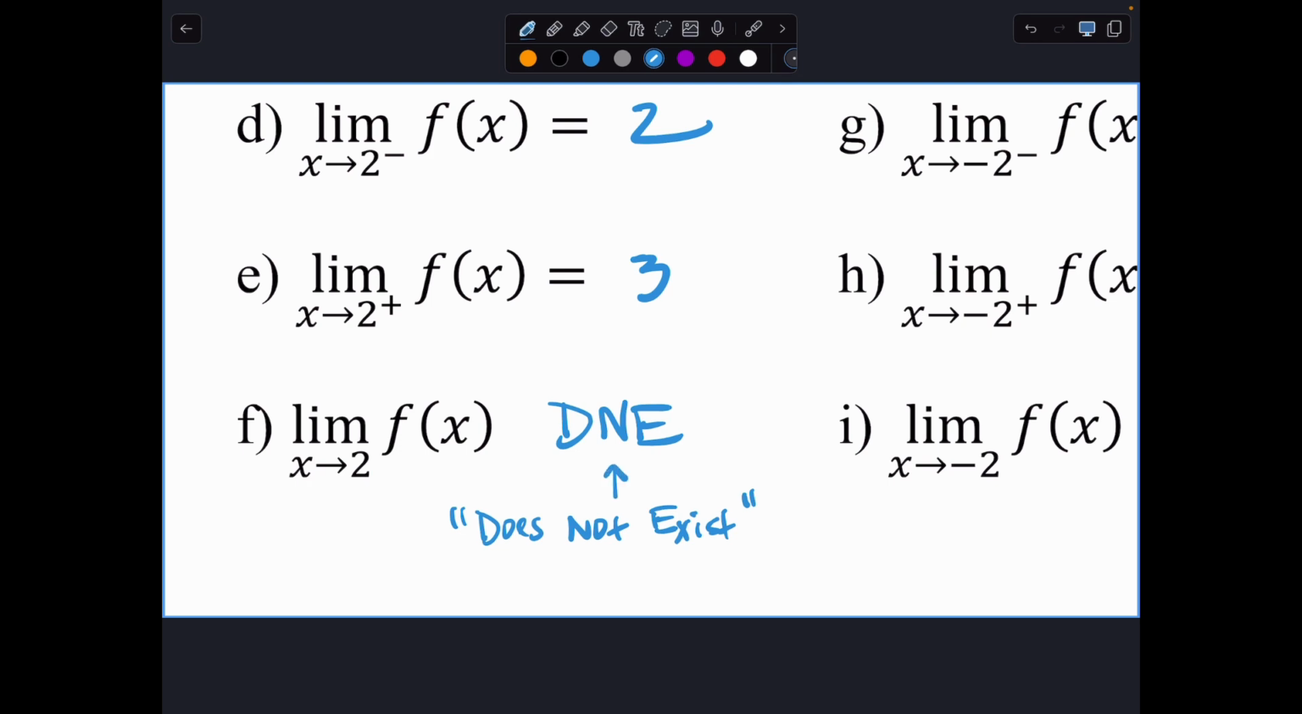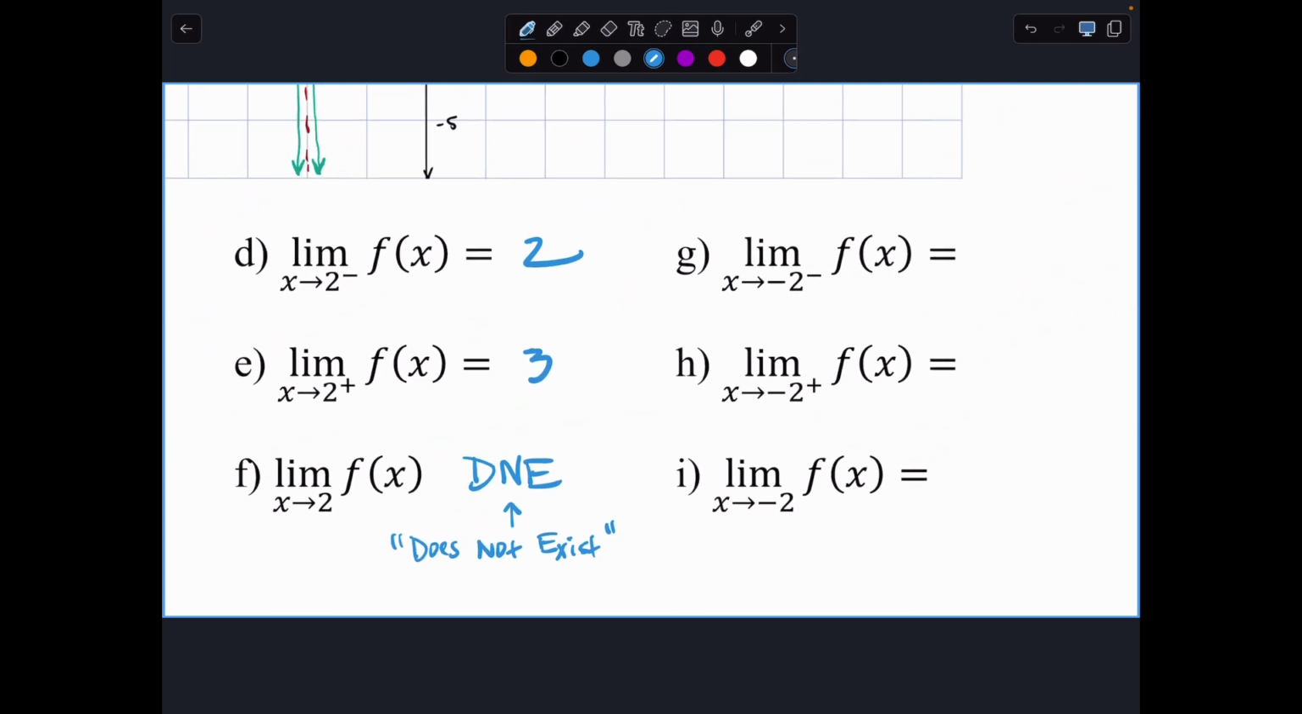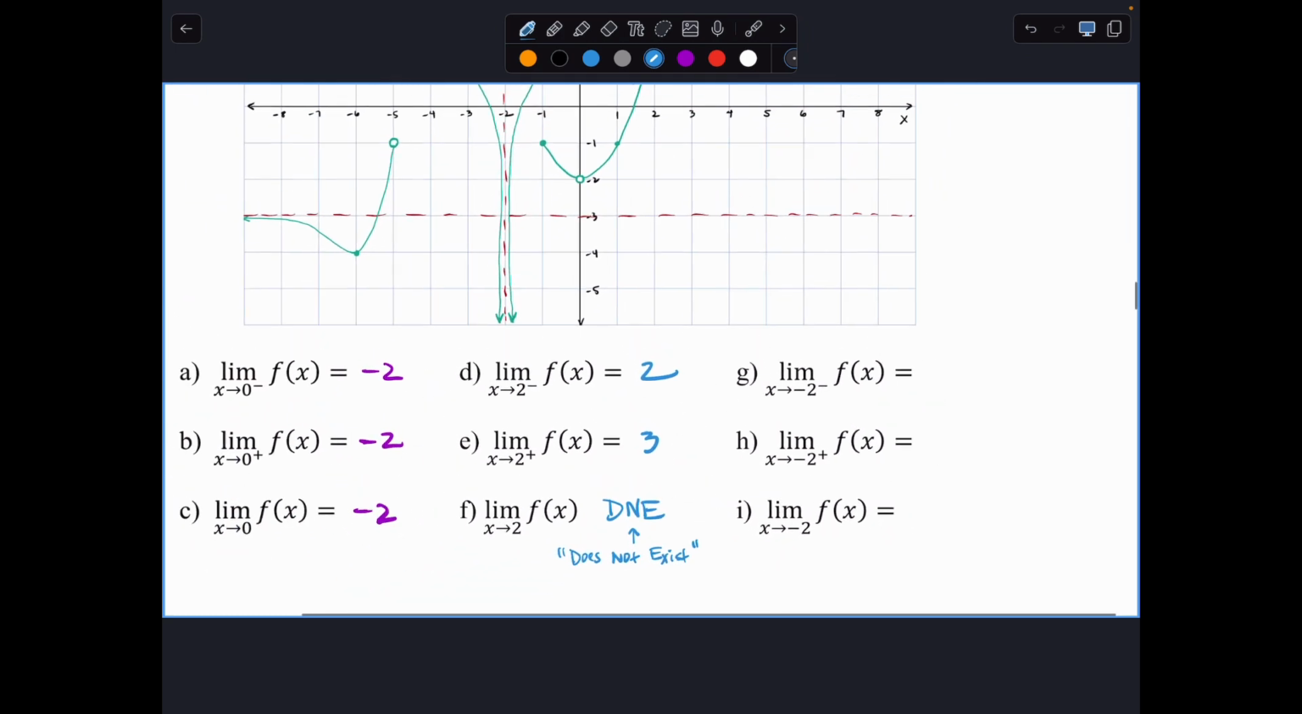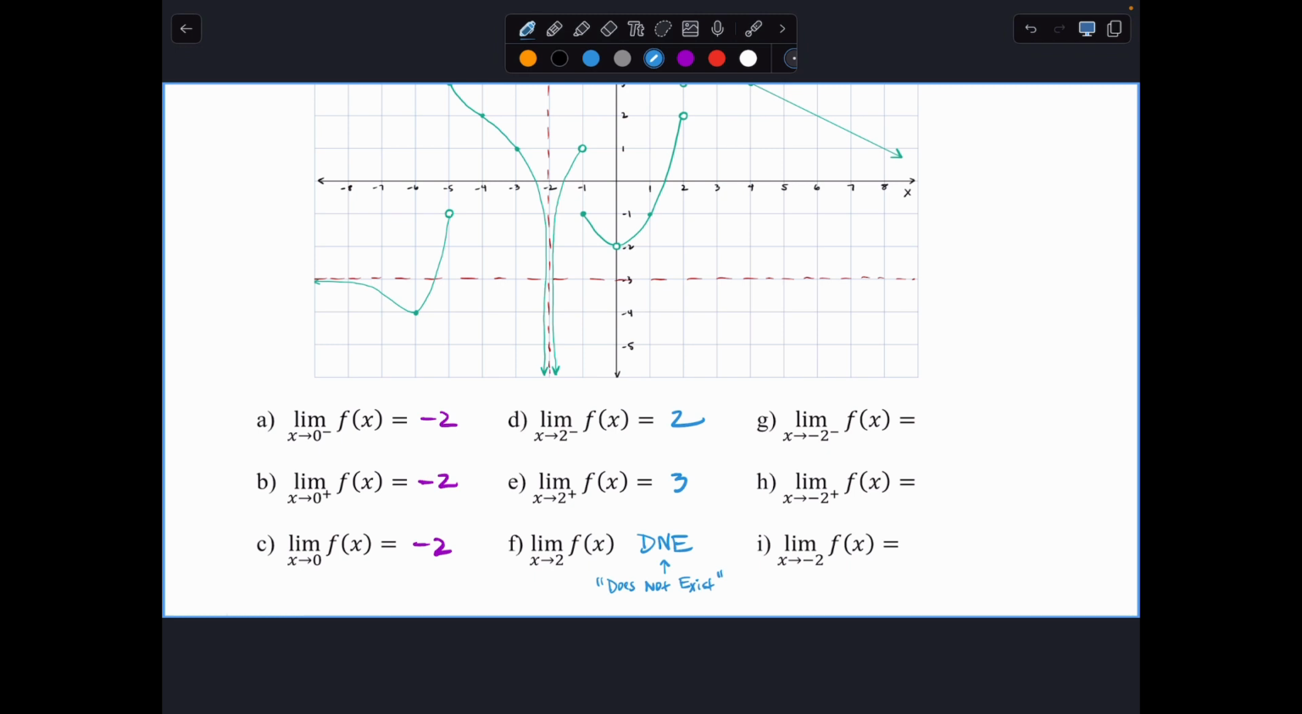The limit does not exist. It means that the function is not approaching one single value as x approaches 2 from the left and the right in this case. It would be wrong, or inappropriate, to say that the limit equals DNE. You should not have equal signs when you're saying a limit does not exist. Okay, so any questions on those?